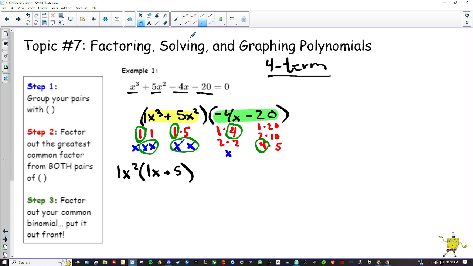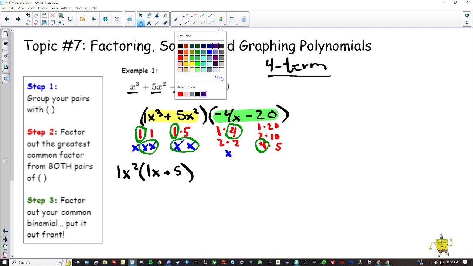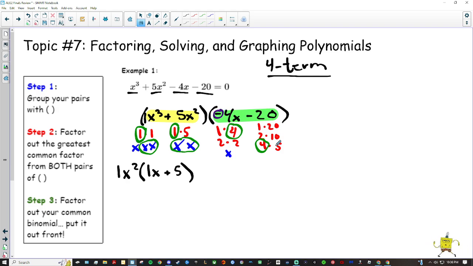Now, this is a very, very tricky one, and that is because of this pesky negative in front. Our goal is, when we divide by our GCF, we need whatever's left over to look exactly like our first group. If I divide by 4, I'd be left with negative 1. And I need it to be positive 1. The trick here is I'm not going to divide by positive 4. I'm going to divide by negative 4. When I divide negative 4 by 4, I'm left with 1x. When I divide negative 20 by 4, I'm left with positive 5.